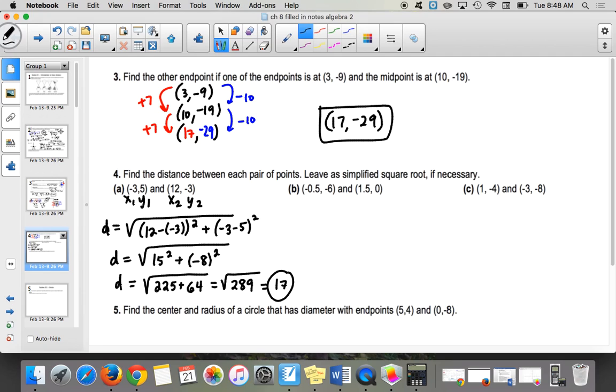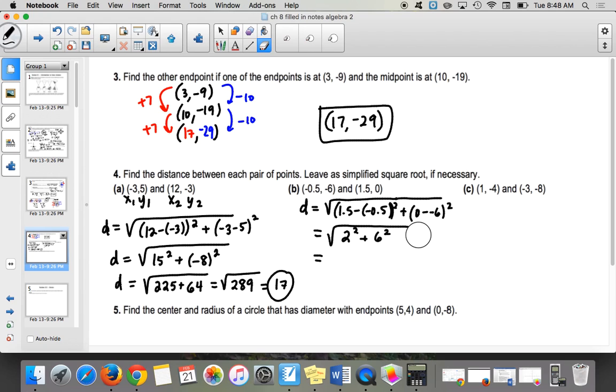All right, so this next one, same idea. So we're going to do our x2 minus x1. So I'm going to have my 1.5 minus a -0.5, and I'm going to square it. Then I'm going to add it to 0 minus a -6 squared. So 1.5 plus 0.5 gives me 2. And 0 minus a -6 gives me 6. So I'm going to have 2 squared plus 6 squared. So I have 4 plus 36.